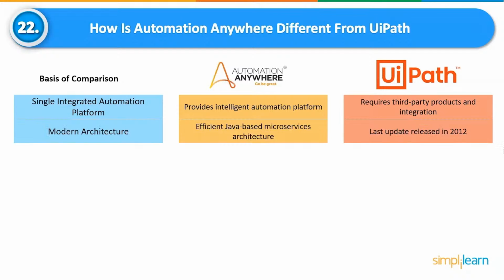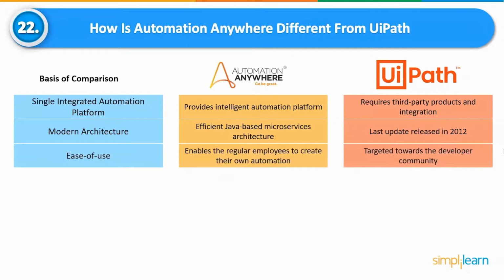Modern architecture. Automation Anywhere provides efficient Java-based microservice architecture, ensuring scalability, reducing the cost of infrastructure and maintenance. UiPath, on the other hand, is built on a legacy Windows Workflow Foundation with the last update released in 2012. The scalability is slow and difficult due to lack of modularity.